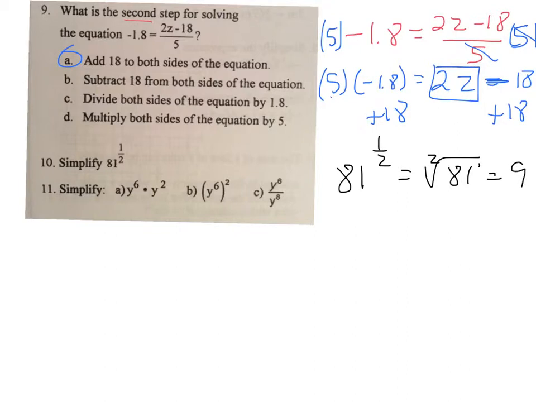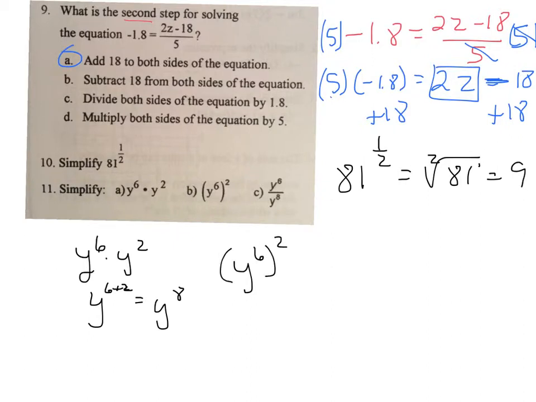And then number 11, we need to simplify all three of these. Well, here are your exponent rules. y to the 6th times y to the 2nd: you add the exponents. So you get y, 6 plus 2 is y to the 8th. On B, when you take a power to a power, you actually multiply the powers. So 2 times 6 is 12. So that's y to the 12th.